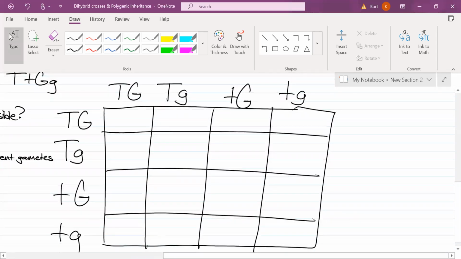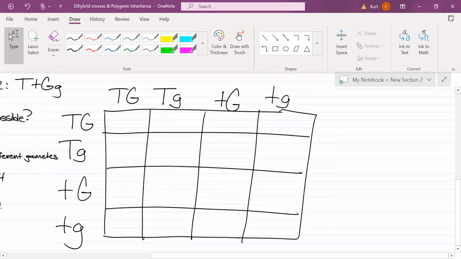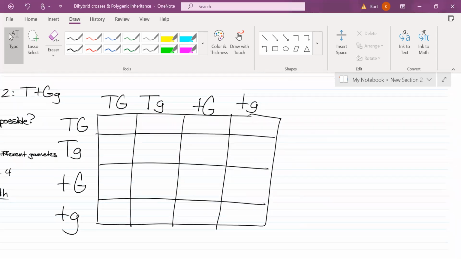Here's what we're going to do. I'm going to give you about 3 minutes to put this together, but it's not that simple. You're not just going to put TTGG. Here's what you need to do as well. This is really important for Monday's class.